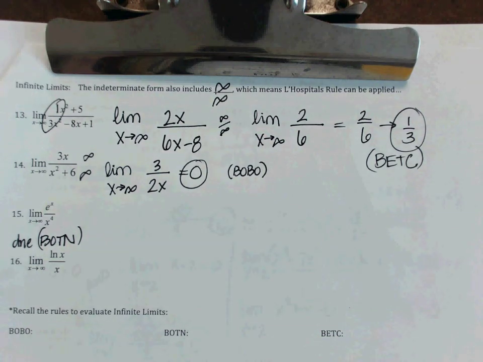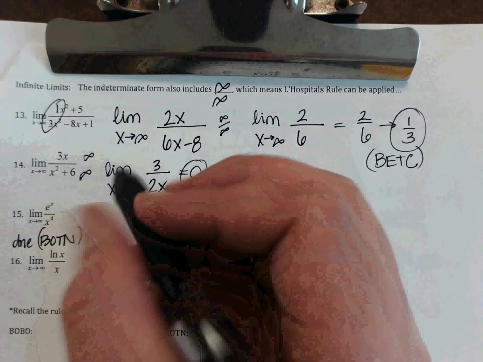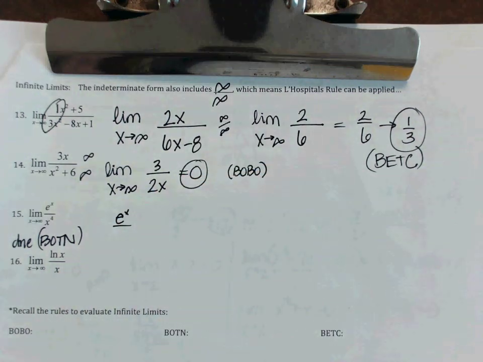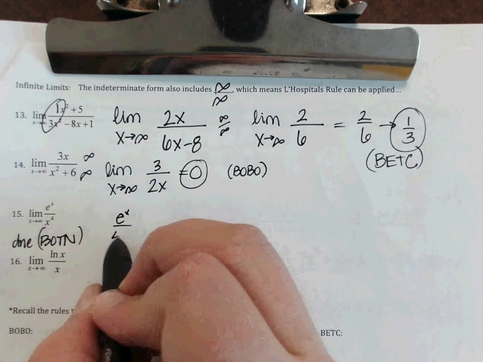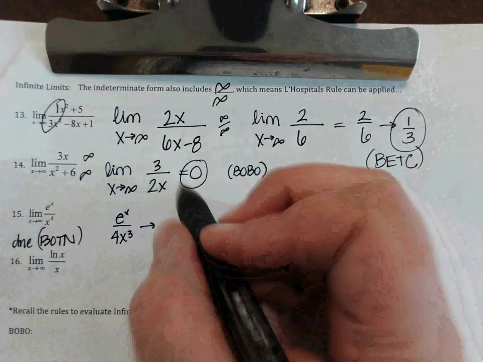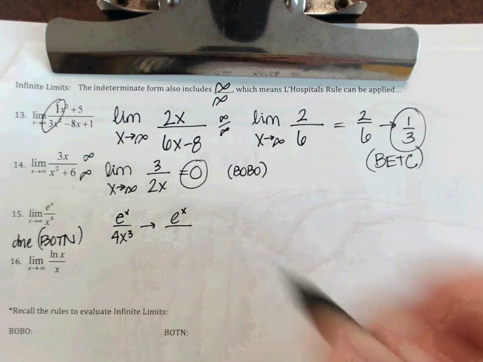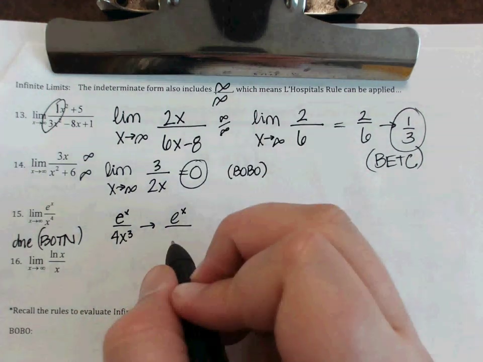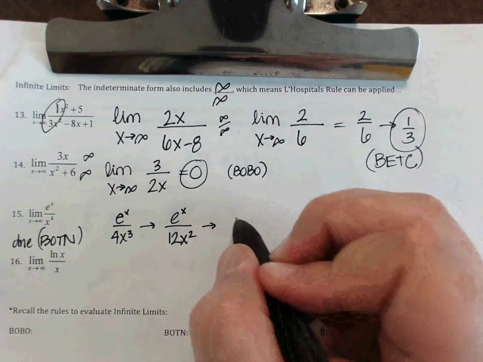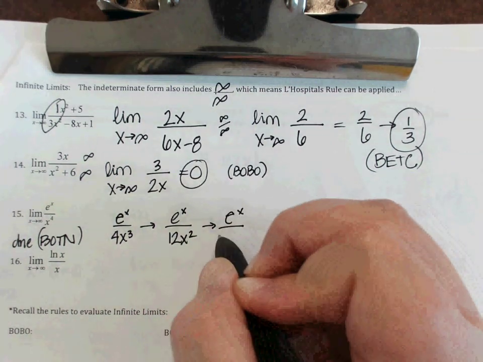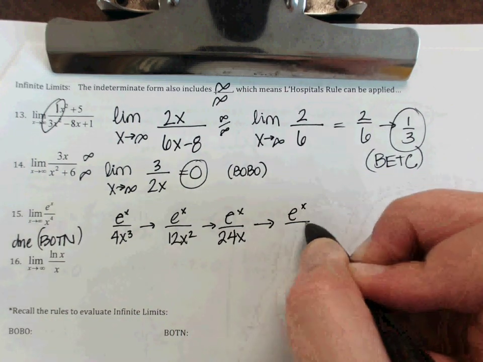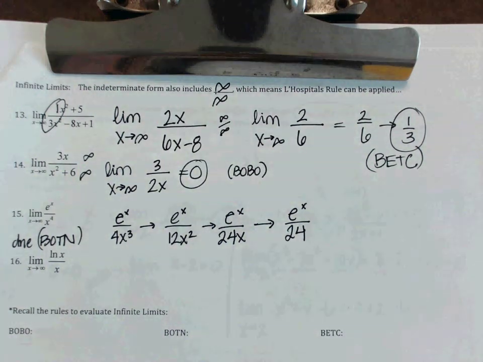So on the top, what's the derivative? e to the x. Remember, that one stays. On bottom, what's the derivative? Okay, do L'Hopital's rule again. What's the top going to be? 12x. e to the x on top, 12x squared on bottom. Okay, two more. Next one, what's the top? 24x on top, 24x on bottom. And then the last one, 24, right?